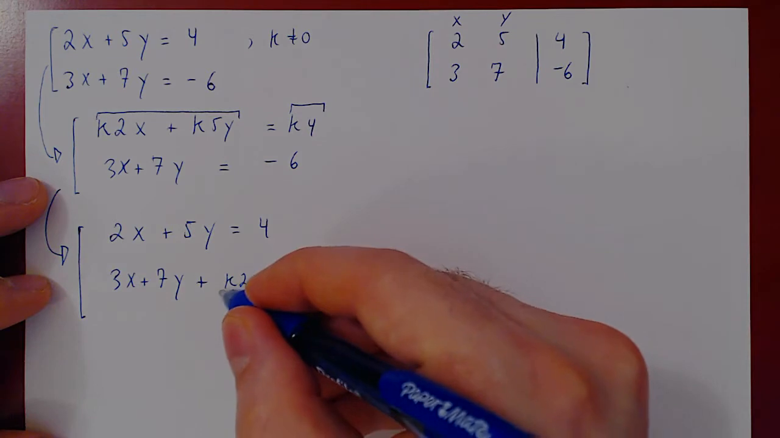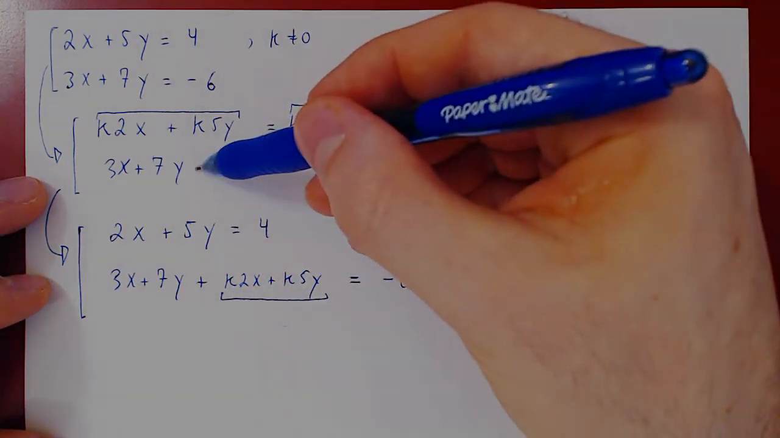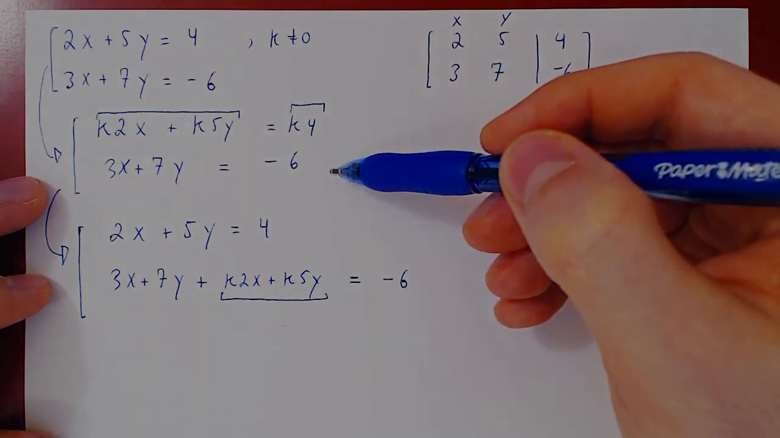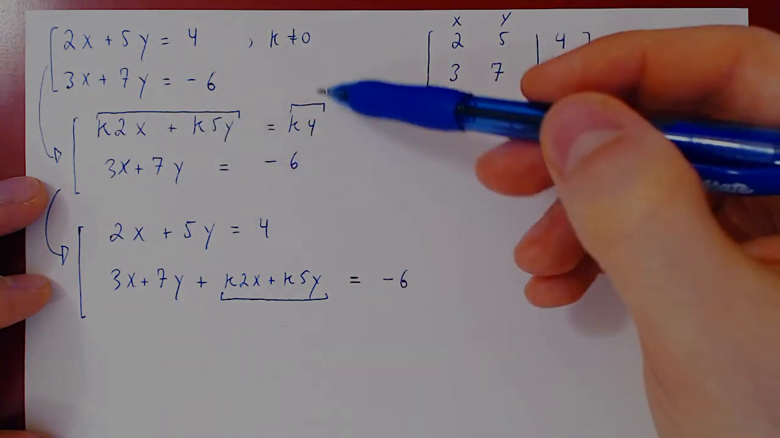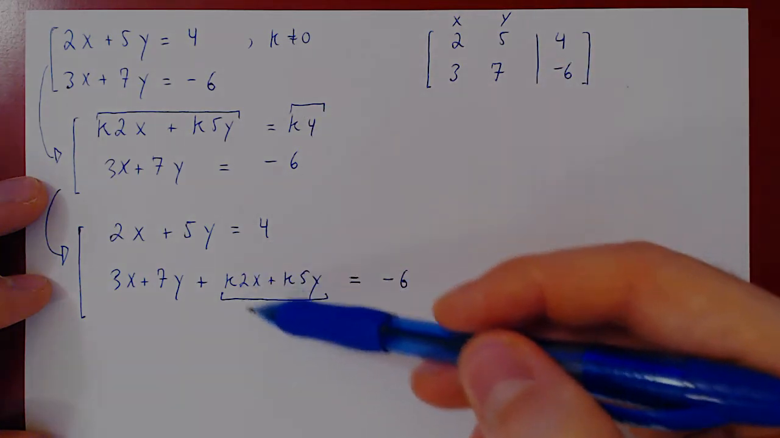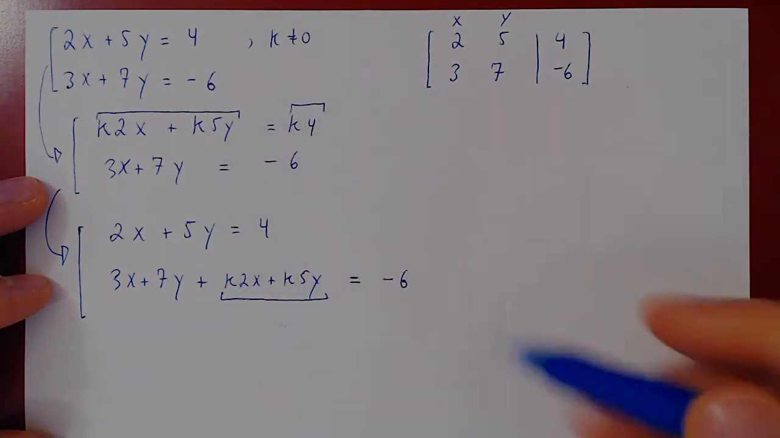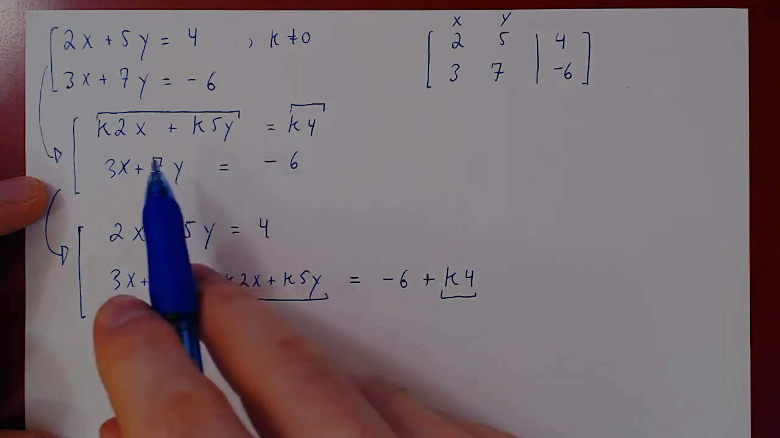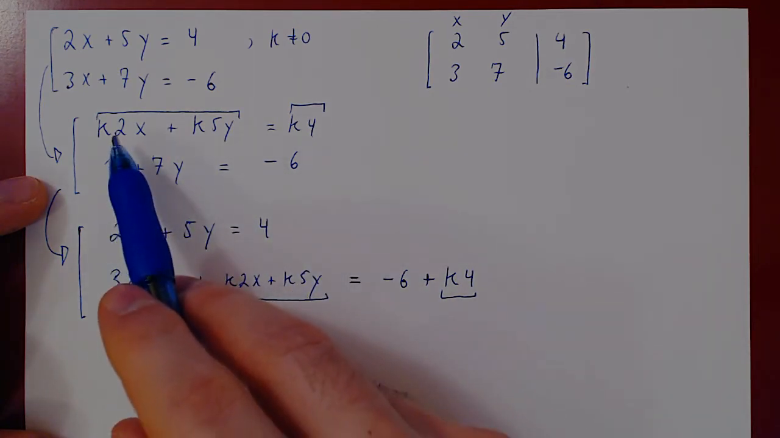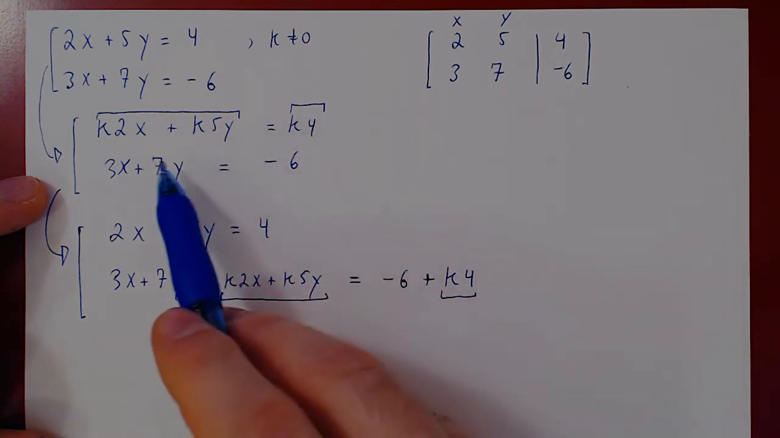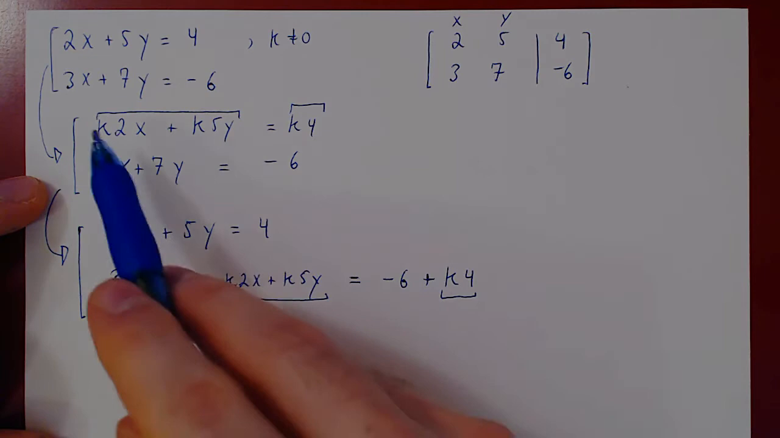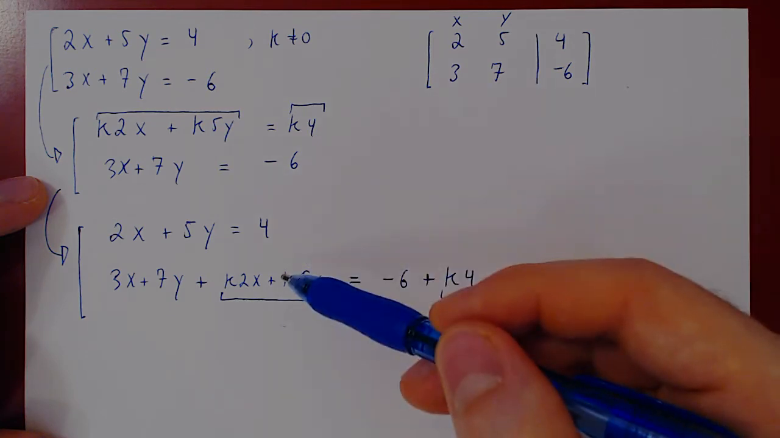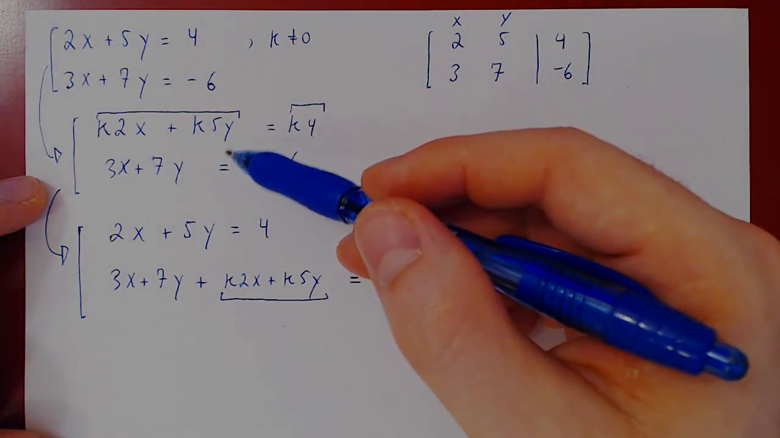And now think of it. I've added to the left-hand side of this equality this quantity. Well, to preserve the equality, I must add it on both sides. But instead of adding this explicitly, I'll add this on the right because they are equal. So I'll simply add on the right instead of this 4k, or k4. And this is still equivalent to this, right? If k2x plus k5y equals k4, then clearly 3x plus 7y plus this equals negative 6 plus this, as both are the same amount. And so this linear system is equivalent to this one, which is also equivalent to this one.